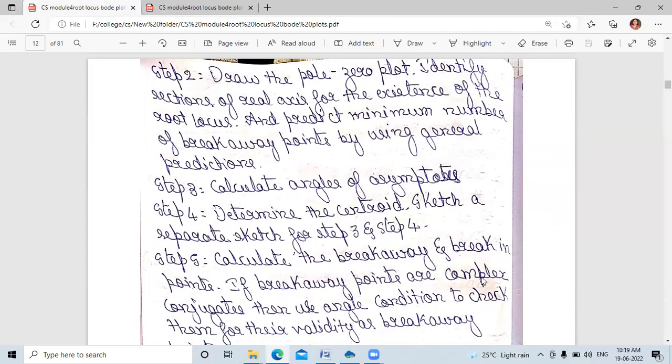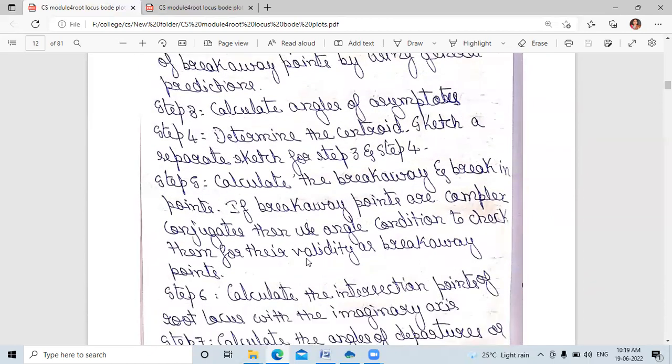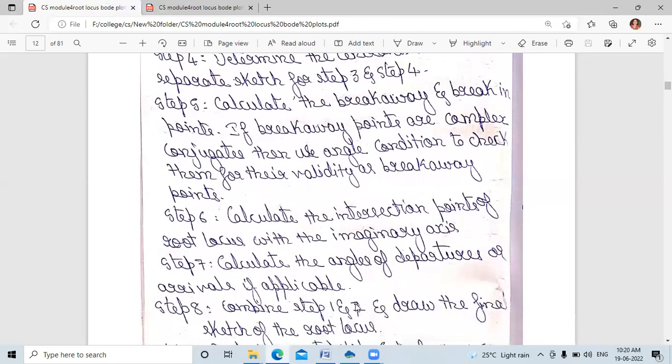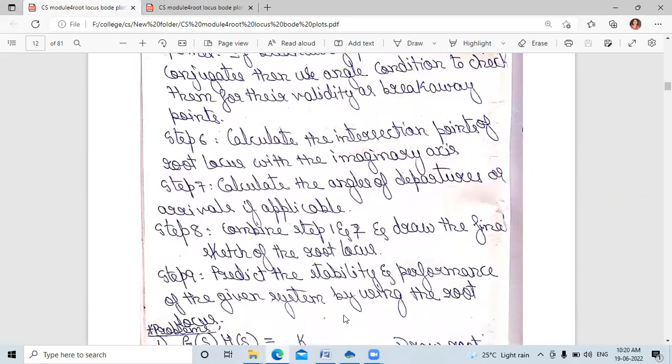If breakaway points are complex conjugates, then use the angle condition to check them for their validity as breakaway points. Step 6, calculate the intersection points of the root locus with the imaginary axis. And step 7, calculate the angle of departure or arrival if applicable. Step 8 is to combine steps 1 to 7 and draw the final sketch of the root locus. Step 9 is to predict the stability and performance of the given system by using the root locus. Now we shall go with the problem.